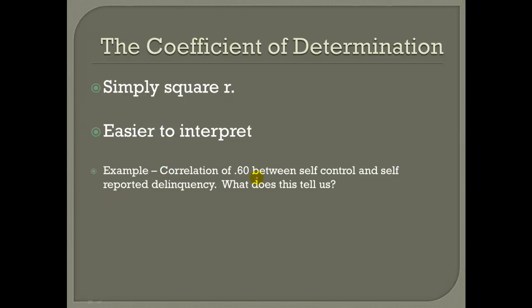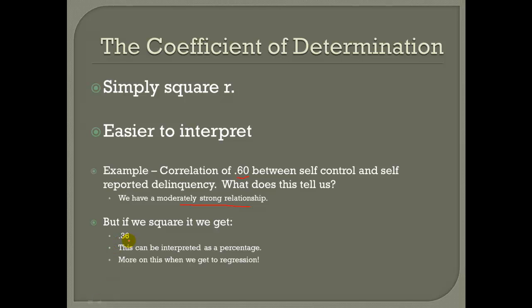For example, if we had a correlation of 0.60, and this is a correlation between self-control and self-reported delinquency, what would this tell us about self-reported delinquency? Well, it's a positive correlation. We know that. It's 0.60. Going back to our rule of thumb, that would probably be a moderately strong relationship. But if we square this, what do we get?